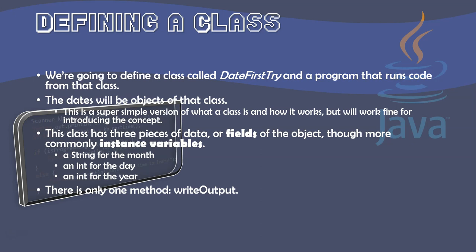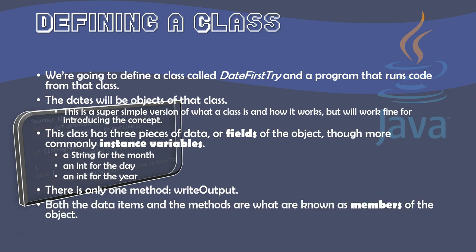Now, we're only going to need one method right now. As we go on, we might see that we need more of these, but for now, let's use one method. We're going to call that method writeOutput. And what's writeOutput going to do? Well, the name kind of tells you what it is. It's going to write an output. It's going to take the month, day, and year and display it to the user. Both the data items and the methods, which in this case is just the one, are known as members of that object because they belong to that object.